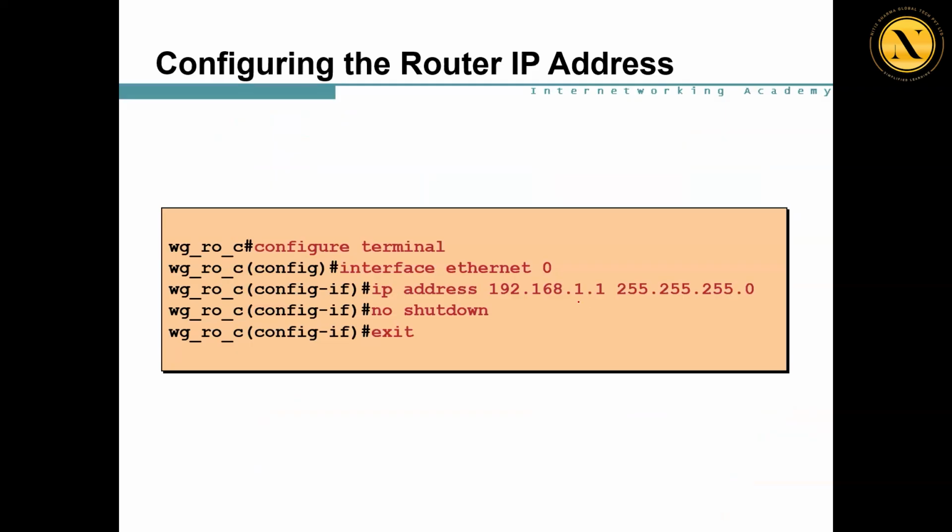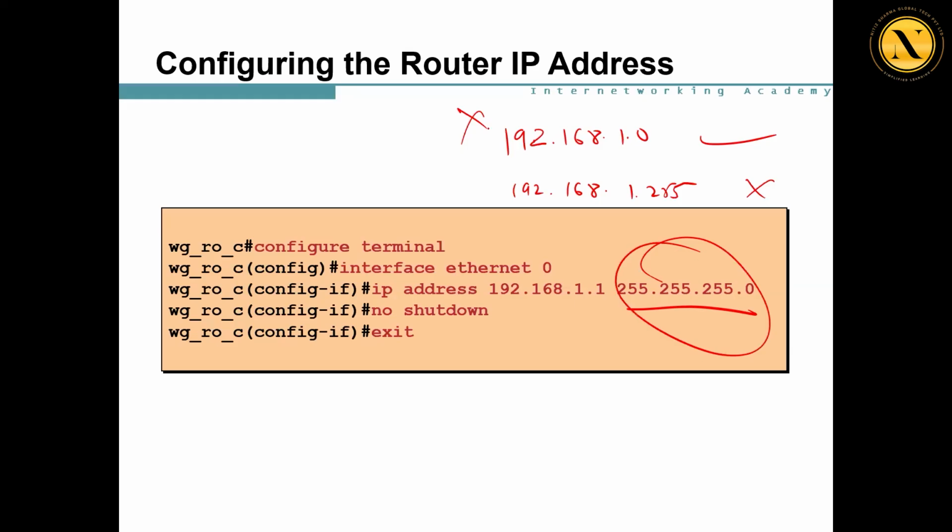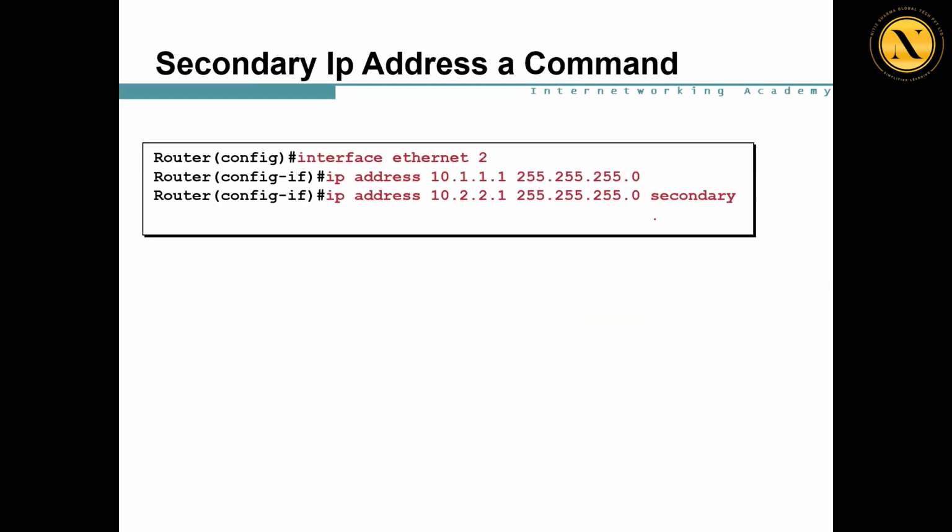Now we know which addresses we cannot give. We cannot give this one with the same subnet mask. It won't take it. Or try giving this one, it won't take it, with the same subnet mask, because these are the subnet, network and broadcast addresses. And then we can give a secondary address also.